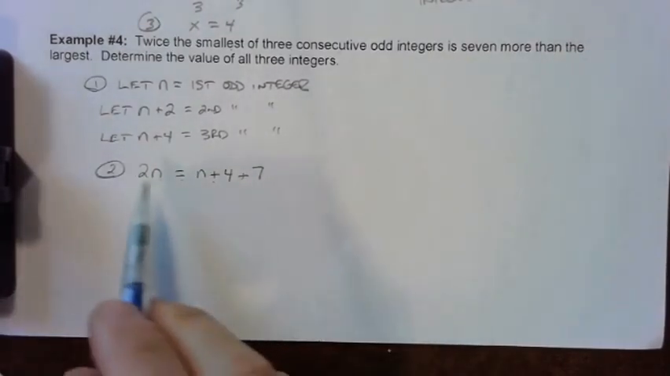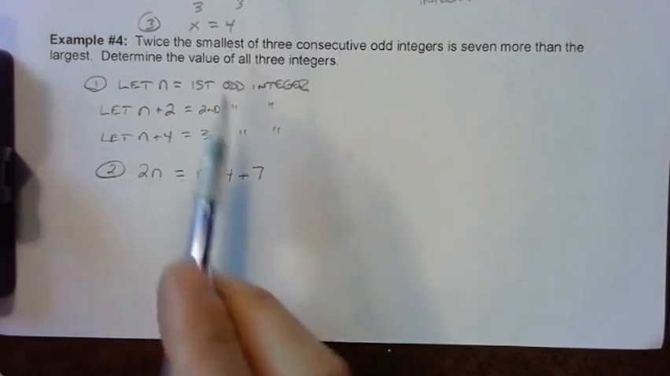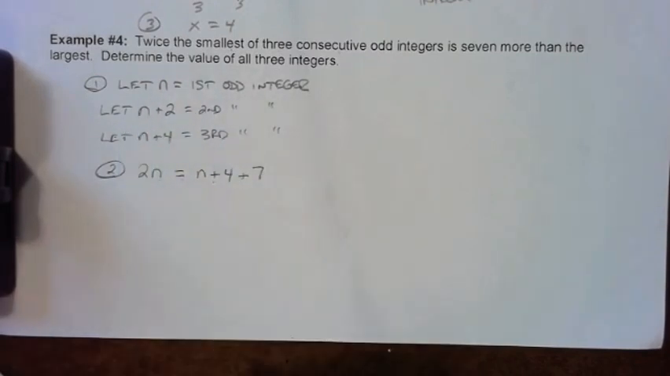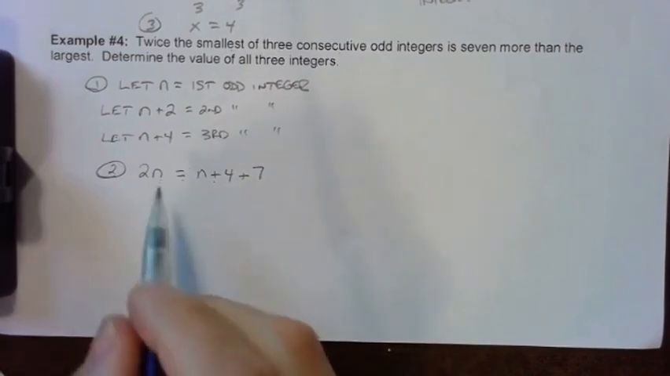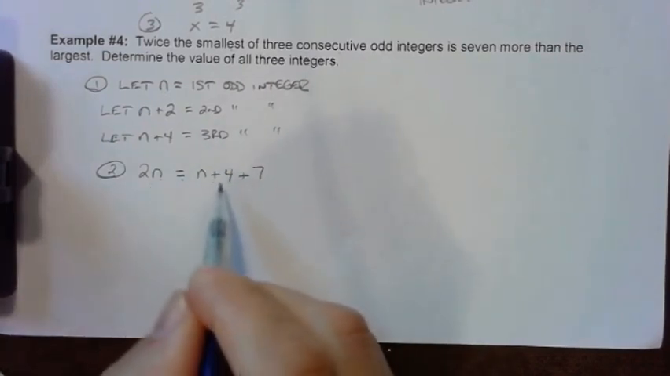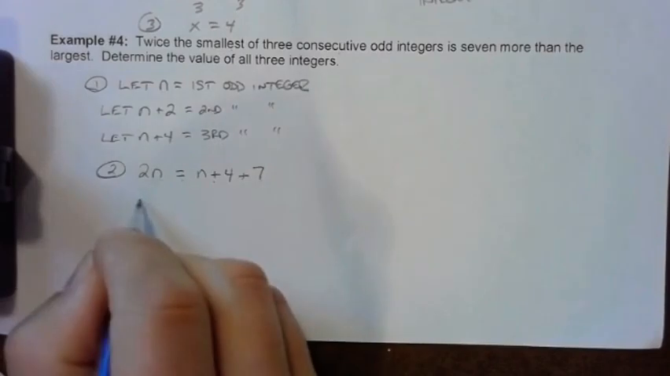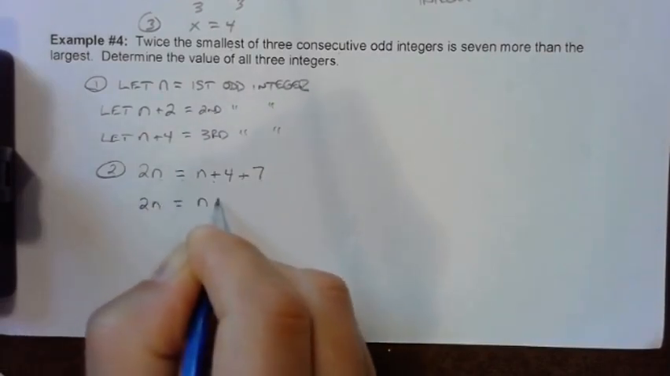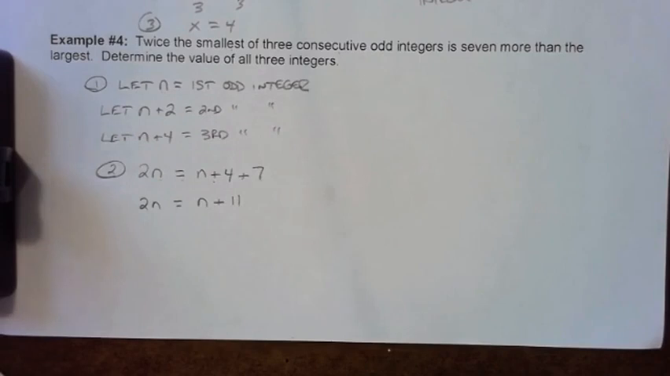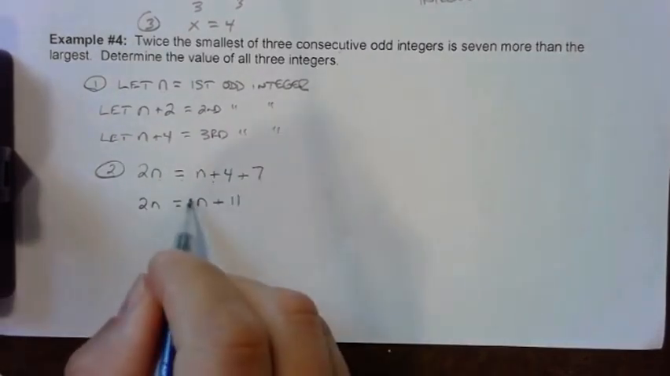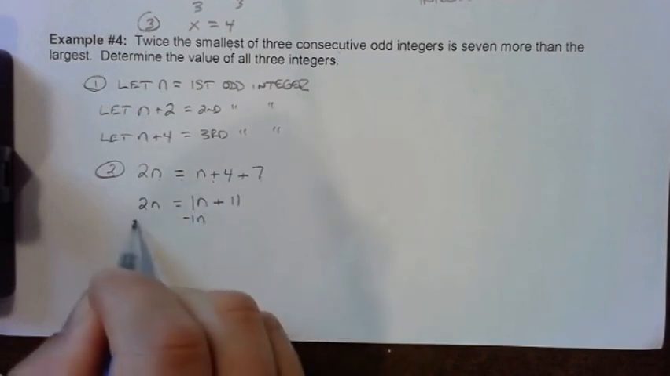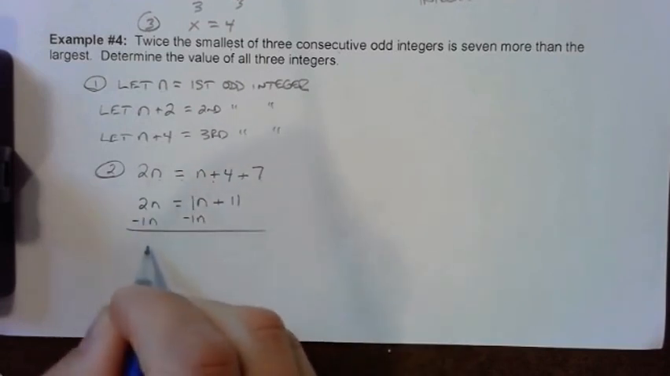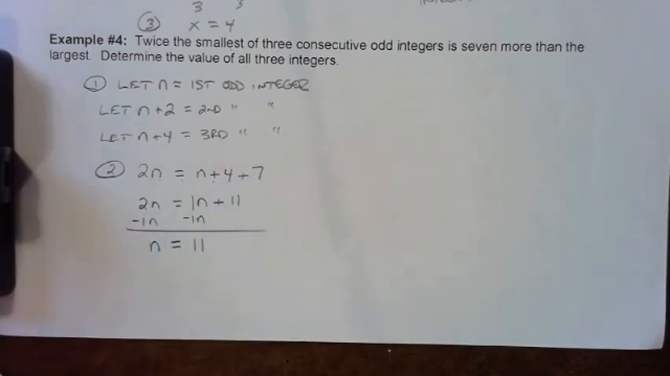Let's see now if we can figure out what the value of n is so that we can get the value of every integer in our word problem here. Let's see if we can clean up this right-hand side. 4 plus 7 is 11, so I'm going to have 2n equals n plus 11. And then all I need to do is get my variables on one side. So that's a 1n right there. I'm going to subtract 1n from each side, meaning that n equals 11. And look at that, we've already figured out the value of our variable, n equals 11.